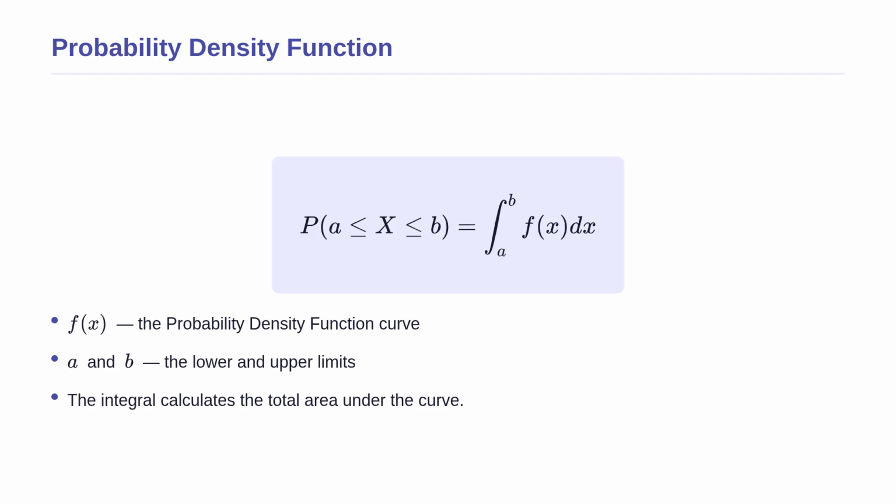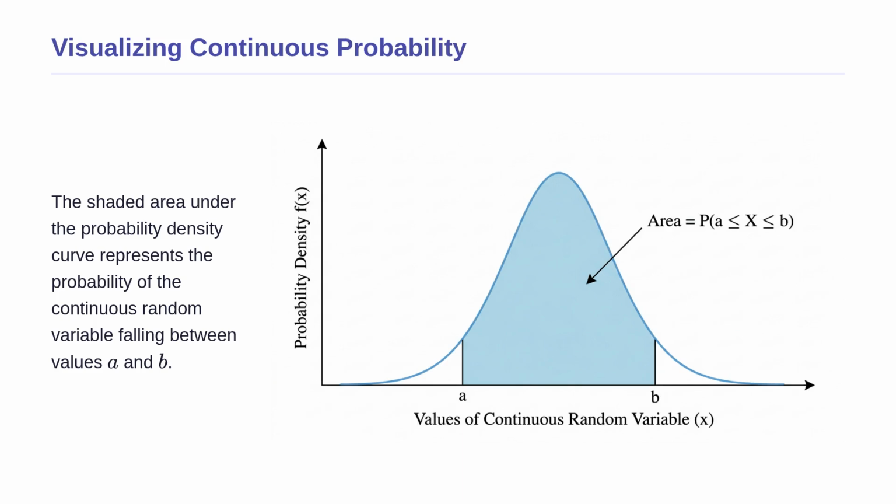As the gap between A and B gets wider, the area increases and therefore the probability increases. To make this concept concrete, let us look at this diagram. You are seeing a bell-shaped probability density curve. The horizontal axis represents the values of our continuous random variable x, and the vertical axis is the density f of x. Notice the blue shaded region between points A and B.